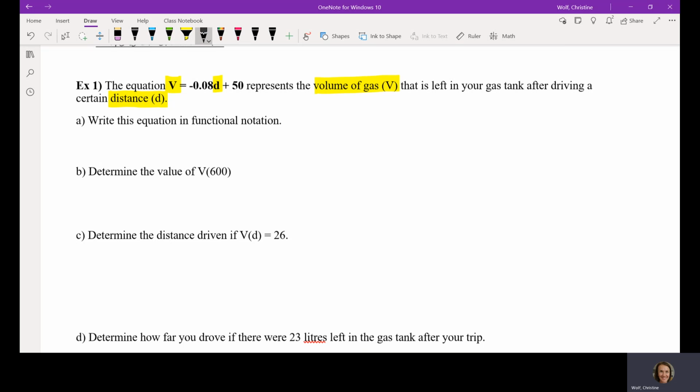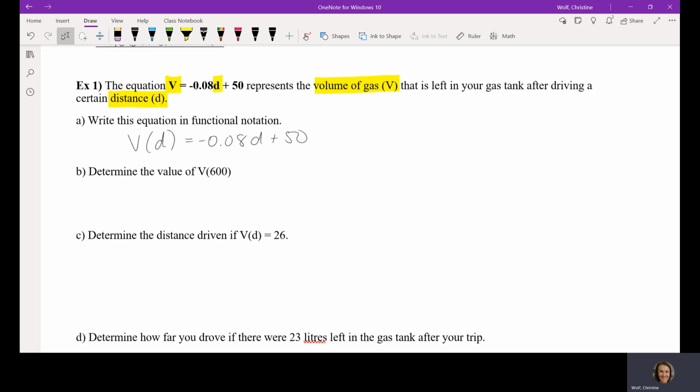The first question is to write this equation in functional notation. Easy peasy, free marks. All you do is throw that other variable, the D, beside the V in brackets, and you recopy the rest of the equation exactly how you see it. Okay? Now, this is where we actually get into the work here. The next question says, determine the value of V of 600.